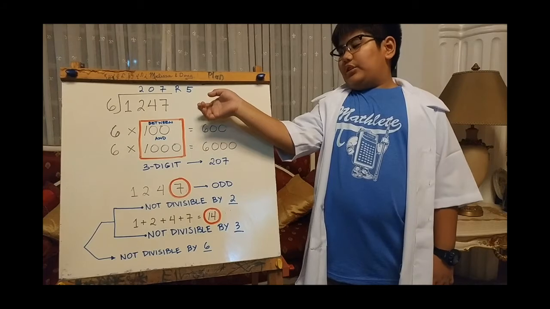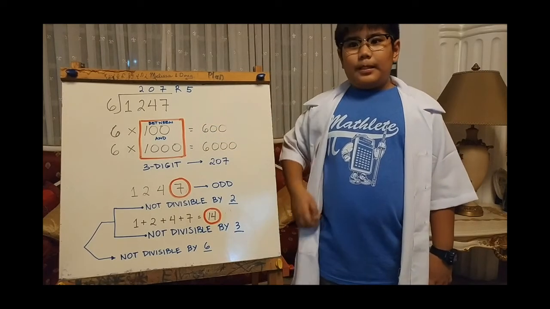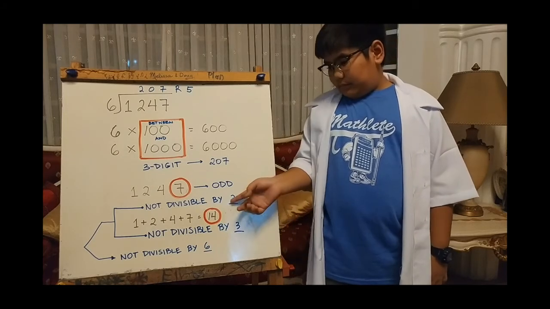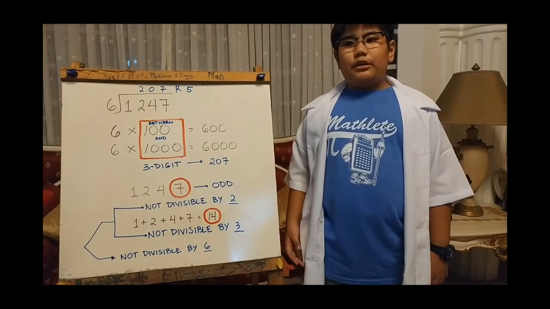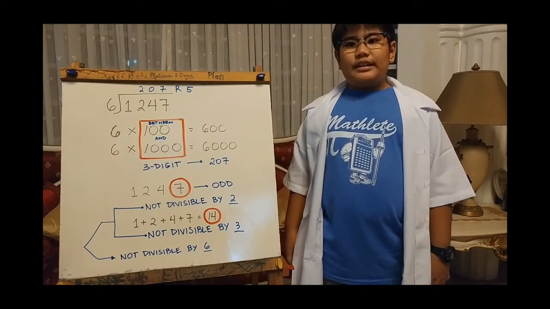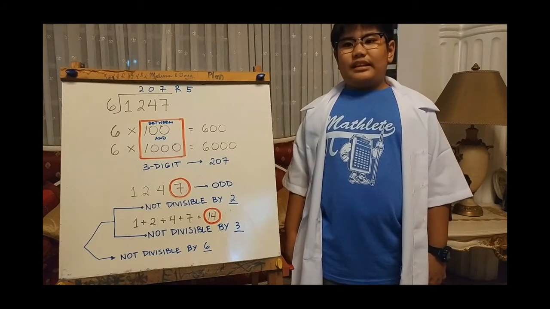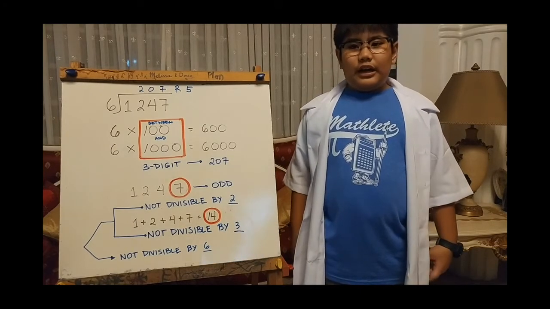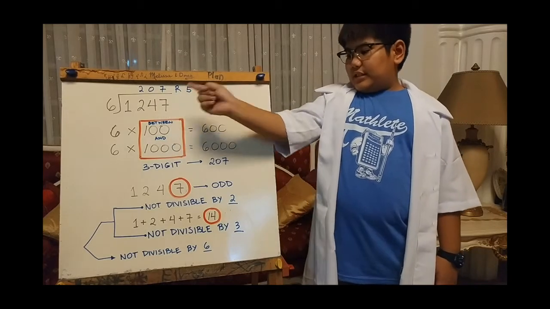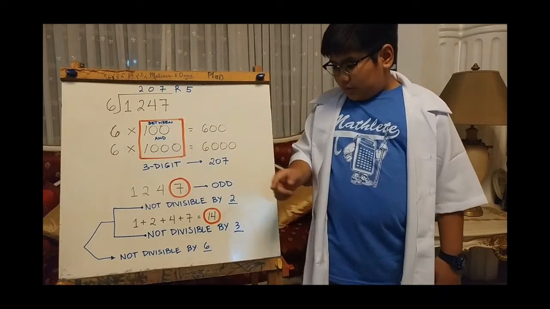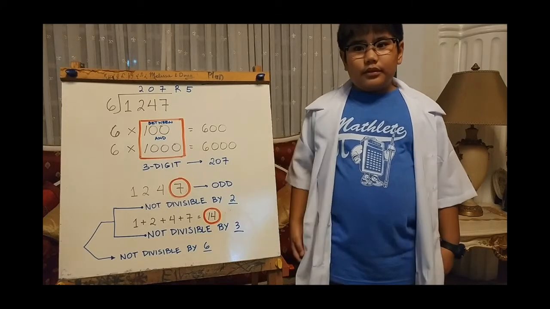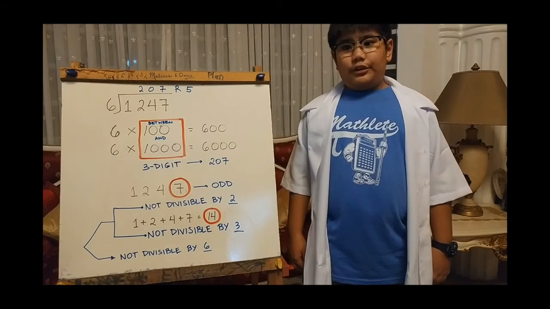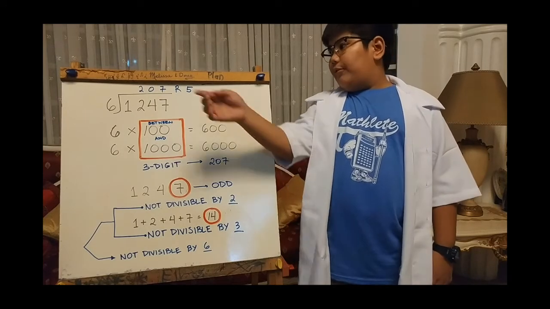Is 1,247 divisible by 3? When you add the digits of 1,247, you will get 14. Because 14 is not a multiple of 3, 1,247 is not divisible by 3, which means that it is also not divisible by 6. Because 1,247 is not divisible by 2, 3, and 6, you should expect a remainder in the answer. As you saw earlier, the quotient had a remainder of 5.